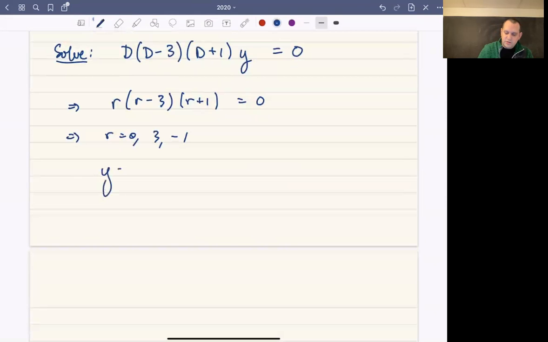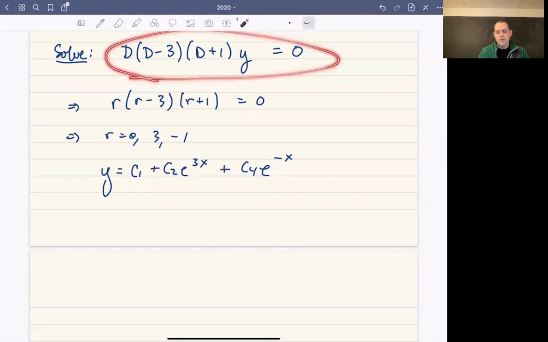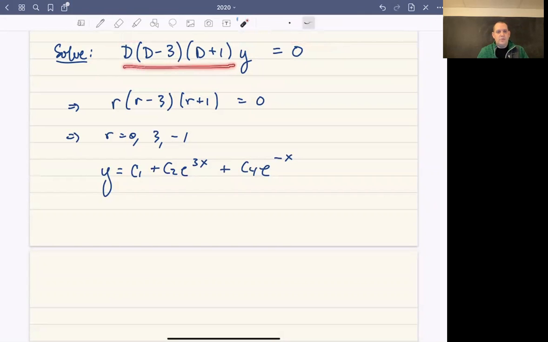And therefore, our general solution to this differential equation would be c1 e to the 0x, which is just c1, plus c2 e to the 3x, plus c3 e to the negative 1x. And therefore, we don't have to actually think about what this cubic equation is. I mean, you could, if you want, multiply all of these together and figure out what that is.